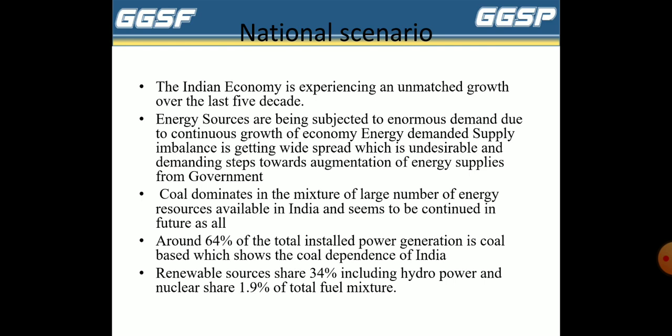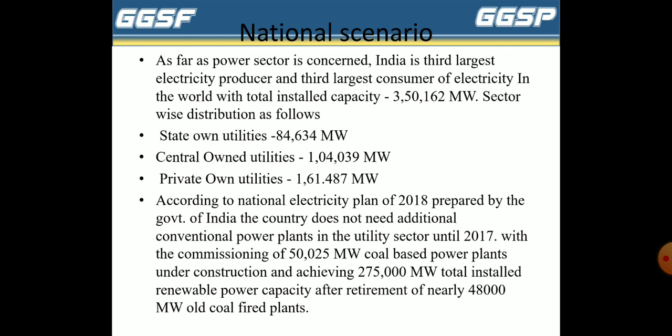in the mixture of the large number of energy sources available in India and seems likely to continue in the future as well. Around 64% of the total installed power generation is coal-based, which shows the coal dependence of India. Renewable sources share 34%, including hydropower, and nuclear shares 1.9% of the total fuel mixture.